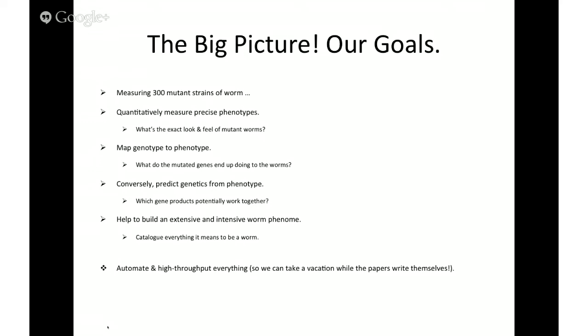And of course, I'd like to automate and make everything high throughput so that I don't have to do any work and it just does itself. But that is more of a pipe dream than a reality.